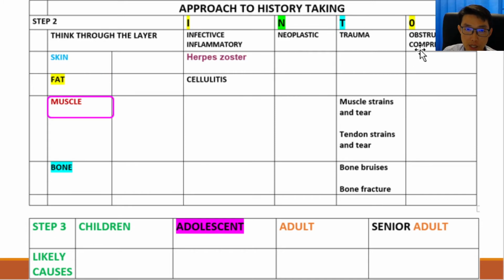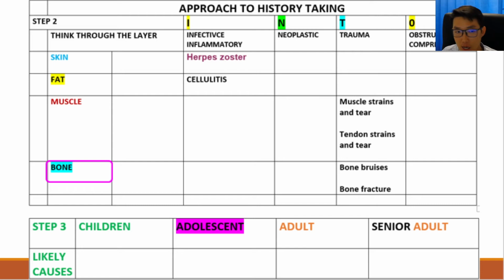Similarly, traumatic process, including strain, tear, sprain that happens on the muscle after a heavy workout at the gym, can also cause chest pain. And finally, any traumatic process, trauma to the bone, to the sternum, the ribs, can also cause chest pain, causing either a bruise or a fracture.